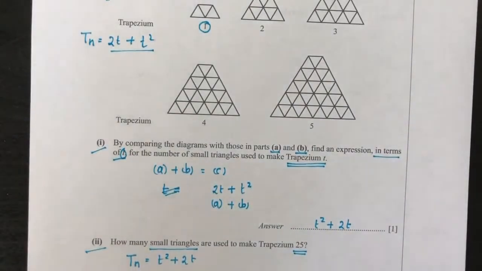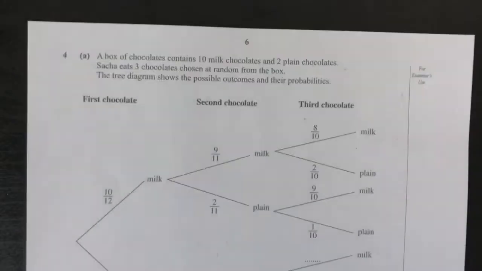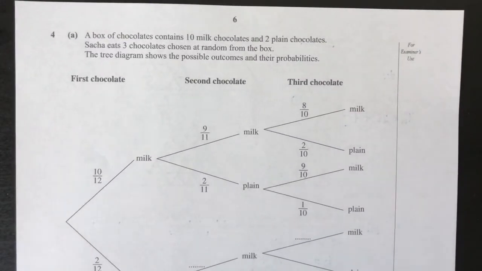I hope that helps in understanding how you find this. But if you guys have any questions, just let me know in the comments. I will try to redo this again, but that should be pretty straightforward. That is part C, and that was question number 3. So let's move on to question number 4 now.